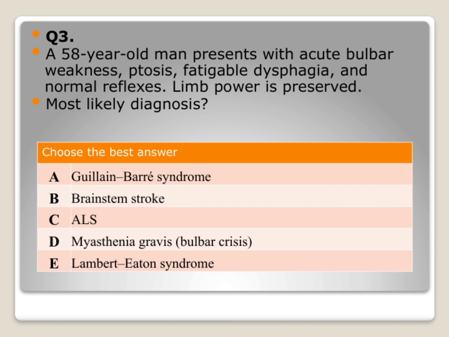First, consider the key points. Bulbar weakness and ptosis suggest involvement of the muscles innervated by cranial nerves, particularly those controlling the muscles of speech, swallowing, and eyelid elevation.